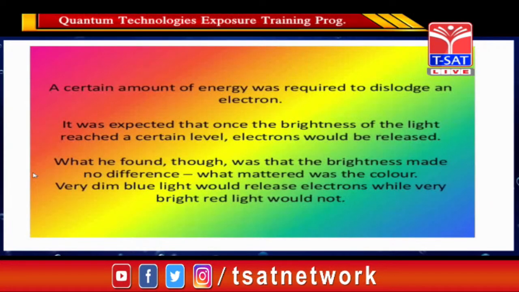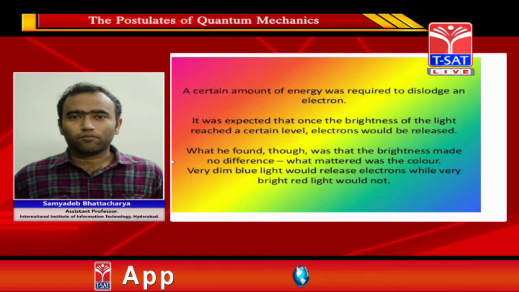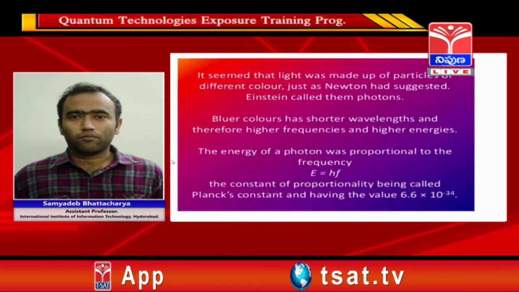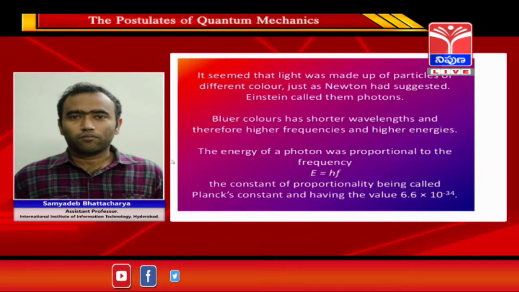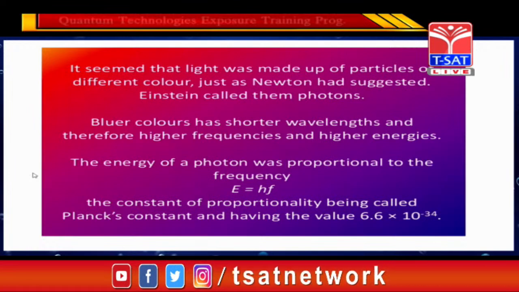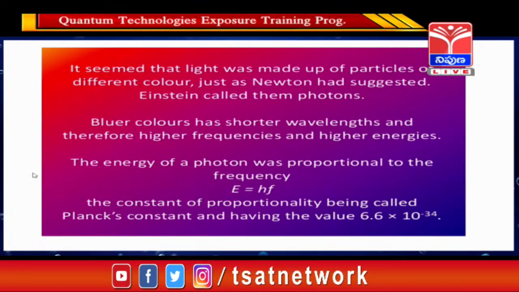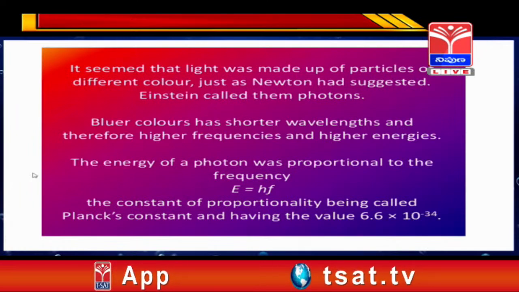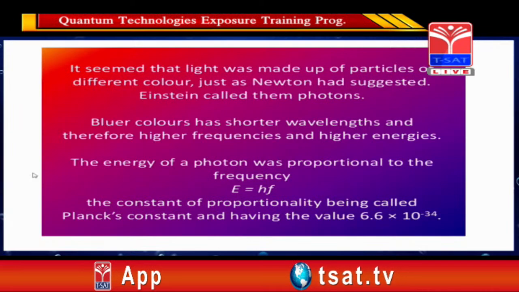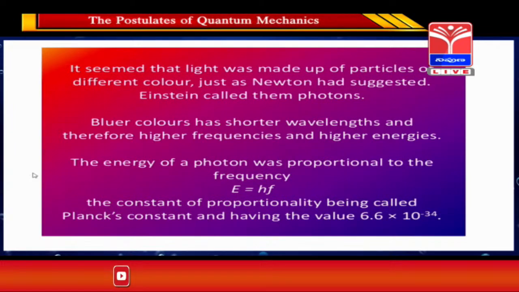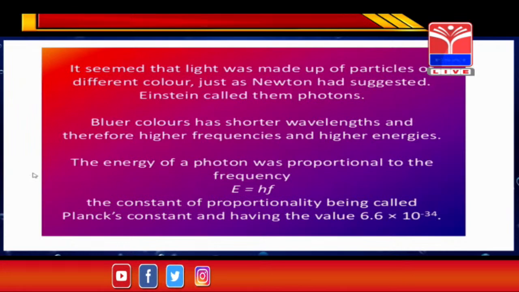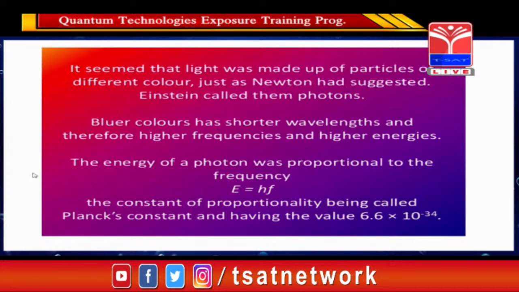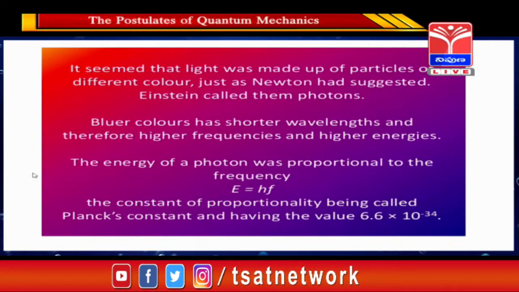So Einstein said that no, the energy of the light we are using is proportional to frequency. So light is understood as made up of a collection of particles of different colors, just as Newton suggested. Einstein called them photons. Blue colors have shorter wavelengths and therefore higher frequencies and higher energies. Ultraviolet is higher than that, and there are even higher frequencies than that also. So the energy of a photon is proportional to the frequency.